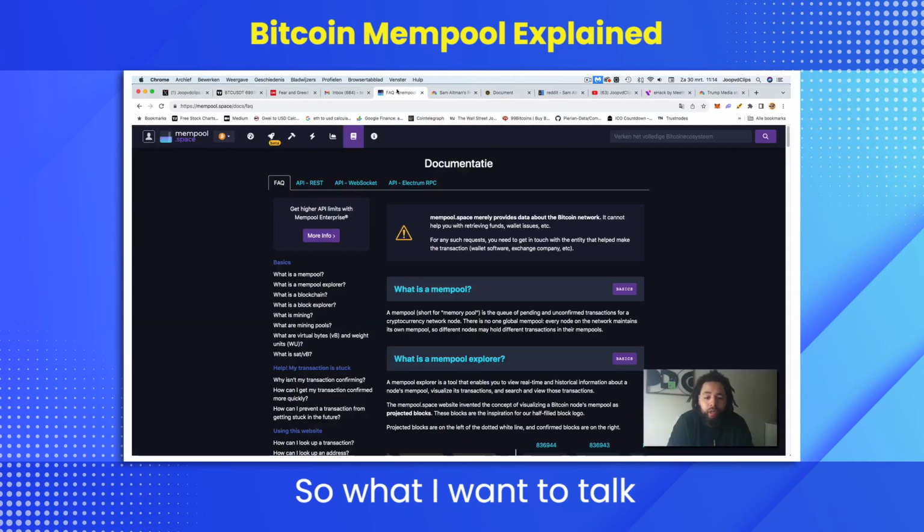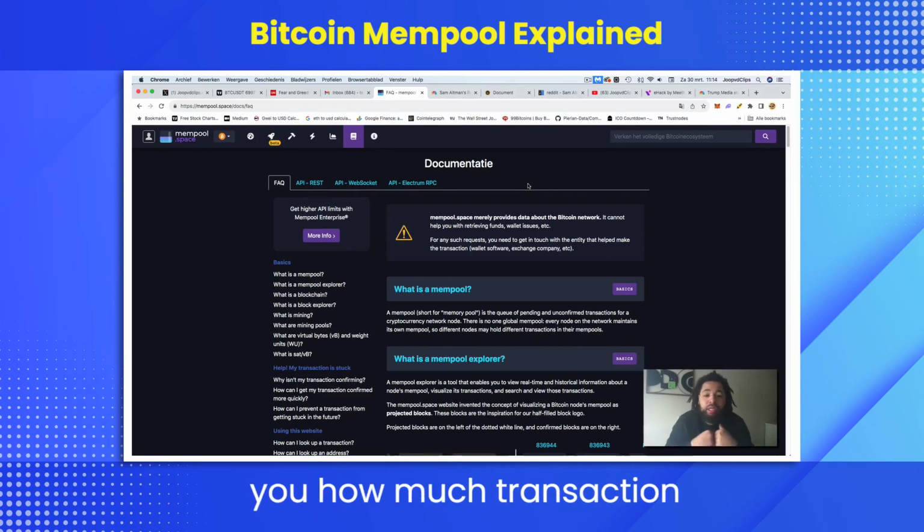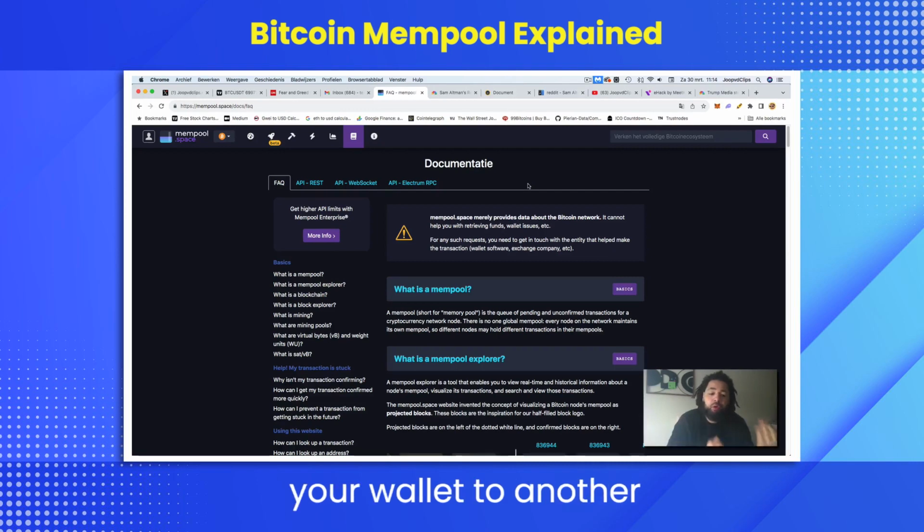So what I want to talk with you guys about is basically the mempool. The Bitcoin mempool is basically where a cryptocurrency network node is going to tell you how much a transaction costs when sending Bitcoins from your wallet to another wallet, because we all have to consider that doing a transaction on the Bitcoin network costs fees, and it depends how busy the traffic is on the Bitcoin network. That's also going to translate to how much you're going to pay in fees to do the transaction.